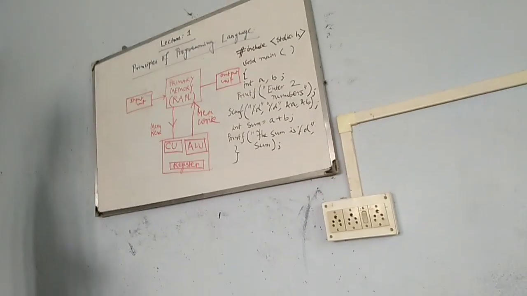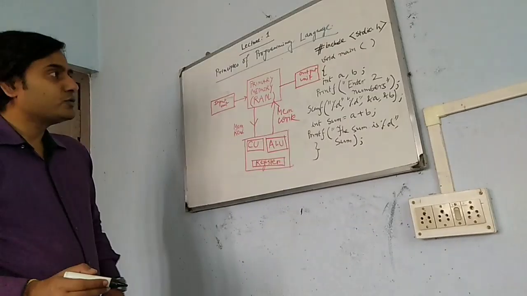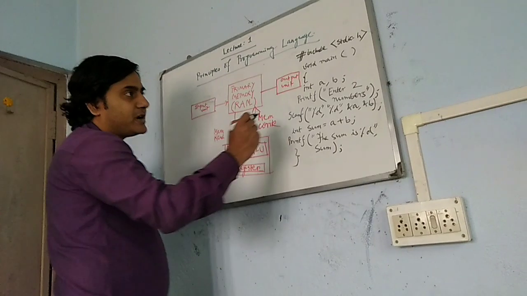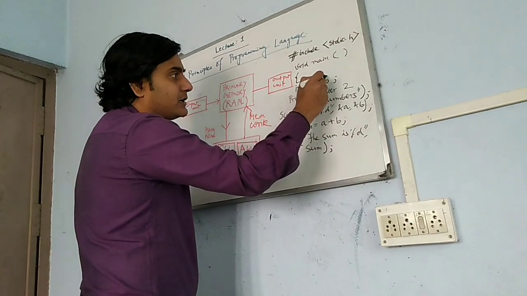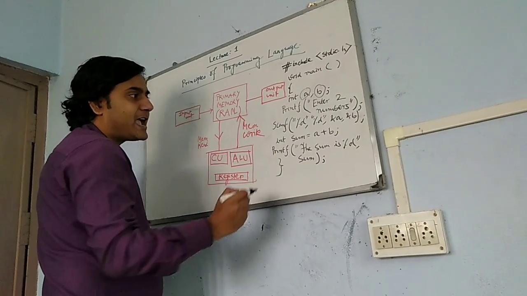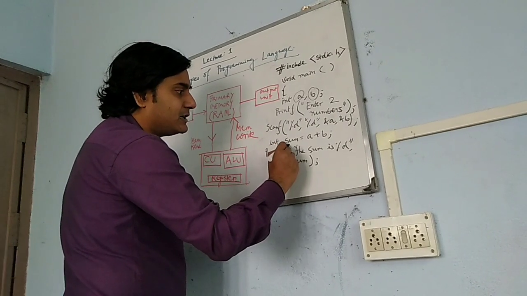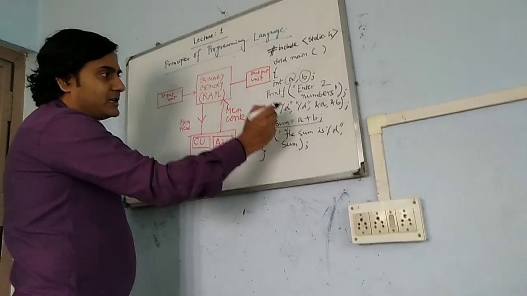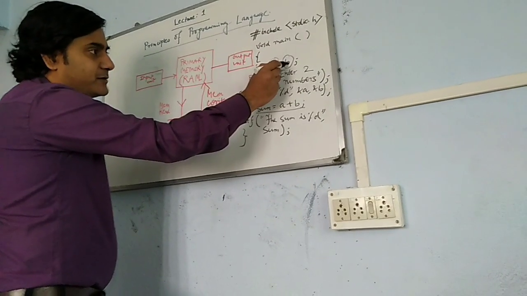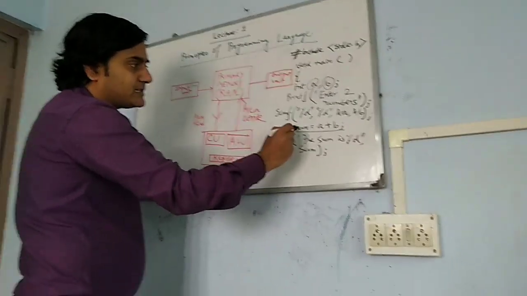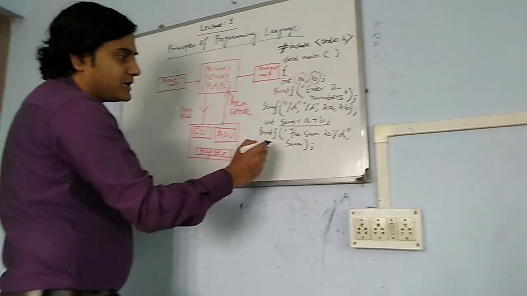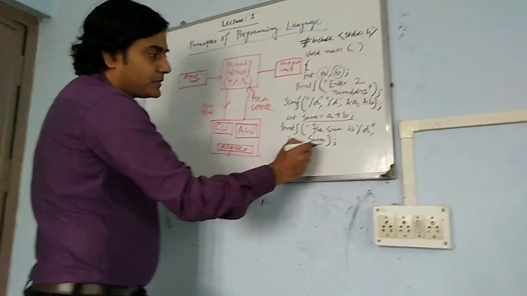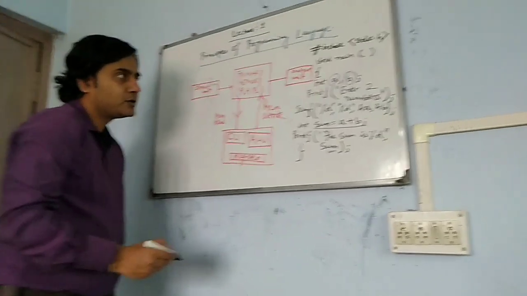Now many of you may have understood that this program is taking two numbers a and b and then printing the sum of these two numbers. See, I have taken two numbers a and b, then performing sum equal to a plus b, and then printing the value of sum in the output.